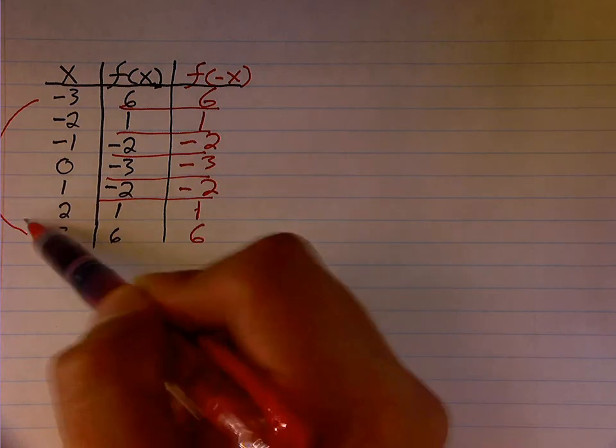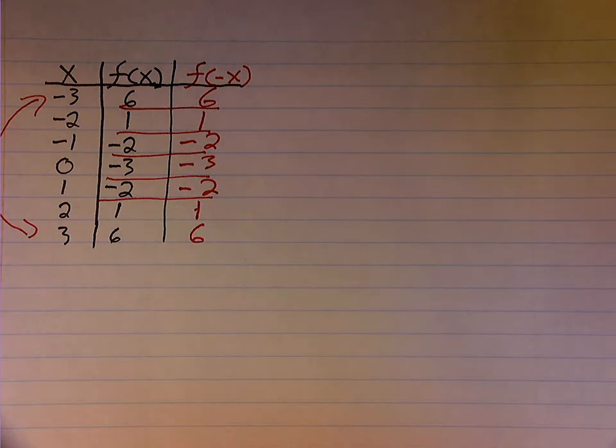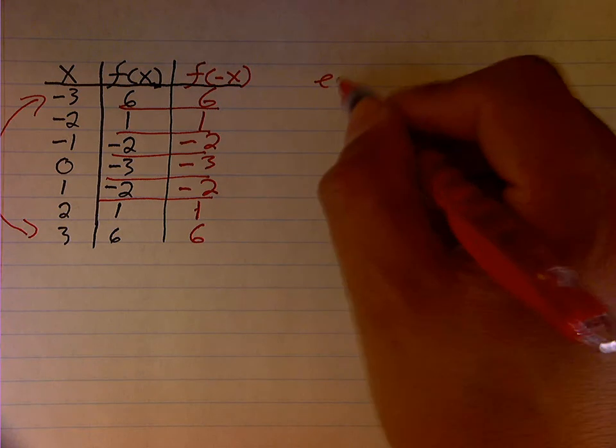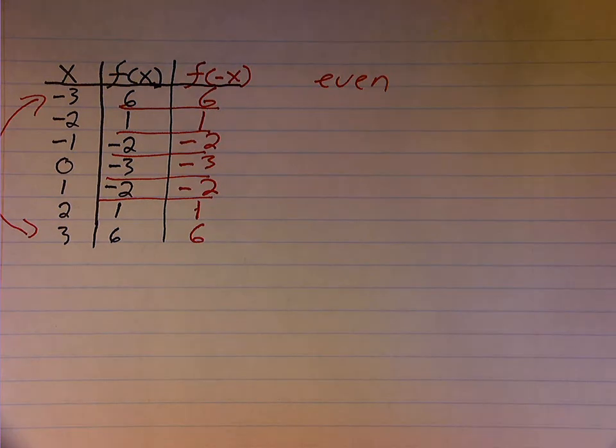Now, notice my table has the same y values whether I look at a negative value of x or a positive value of x. Both have the same output. That means this function is definitely even.